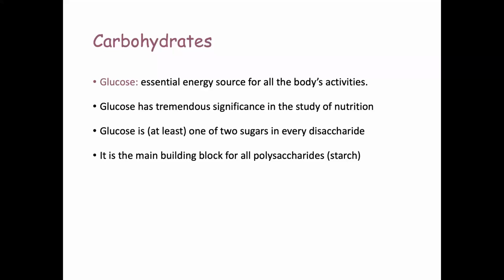Starch is the way that plants store glucose. Glycogen is one of the ways that humans store glucose. Actually, it's the main way we store glucose, because if you eat too much glucose, it's going to turn to fat.